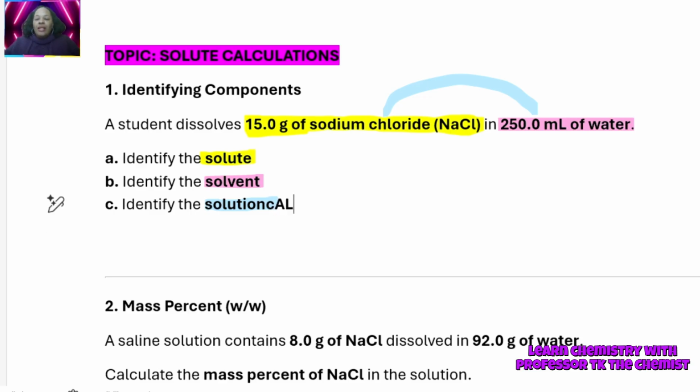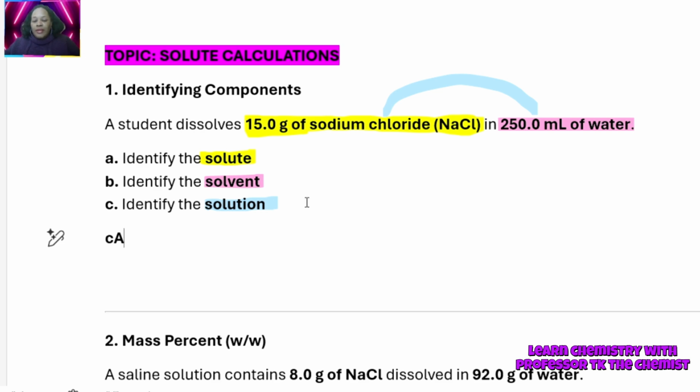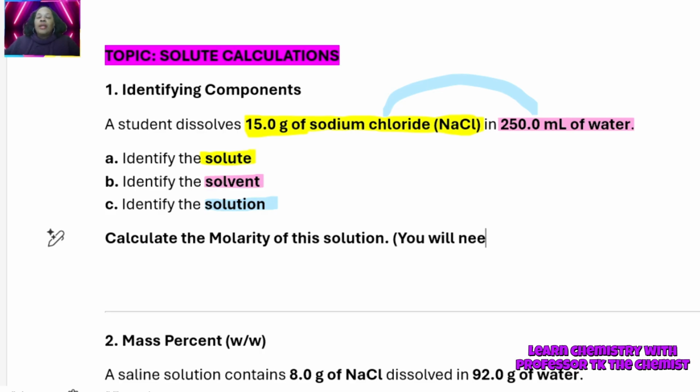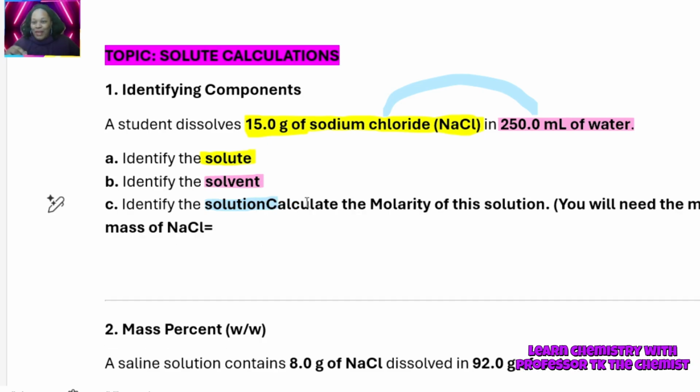I want you to calculate, oops, got my all caps on. Okay, calculate the molarity of this solution. Now, in order to do that, you will need the molar mass of sodium chloride. And I'm going to go ahead and tell you what that is because this is a number that's in my brain cells, because I've been using these numbers for a very long time. So it's 58.45 grams per mole. Okay, that is the molar mass for sodium chloride.